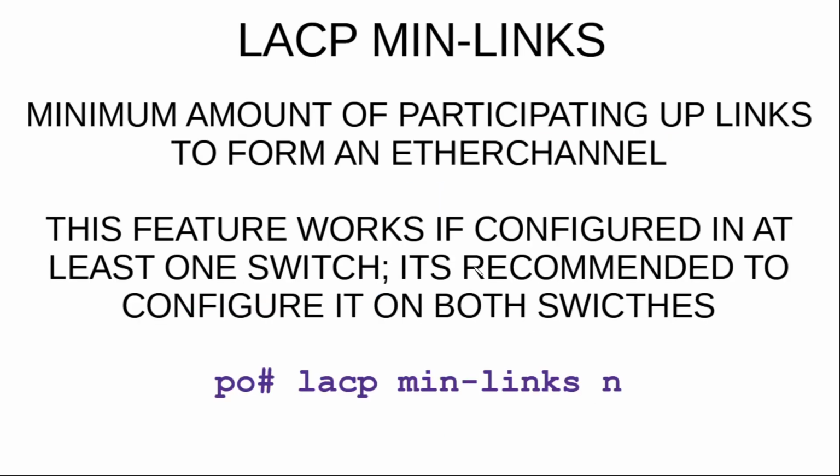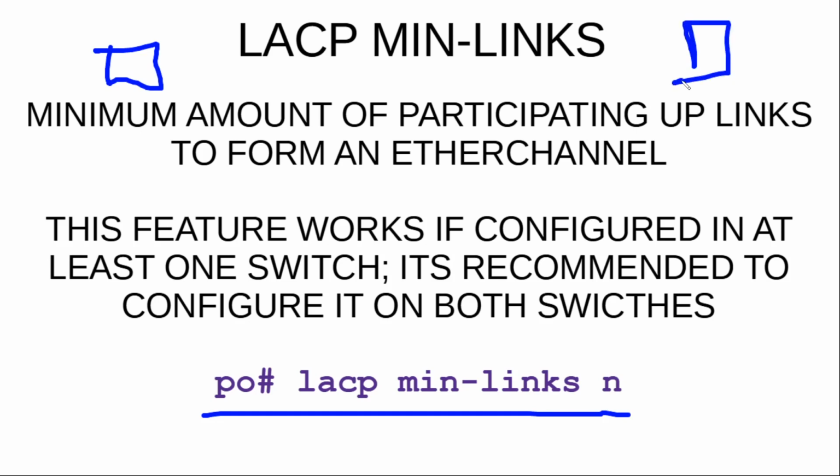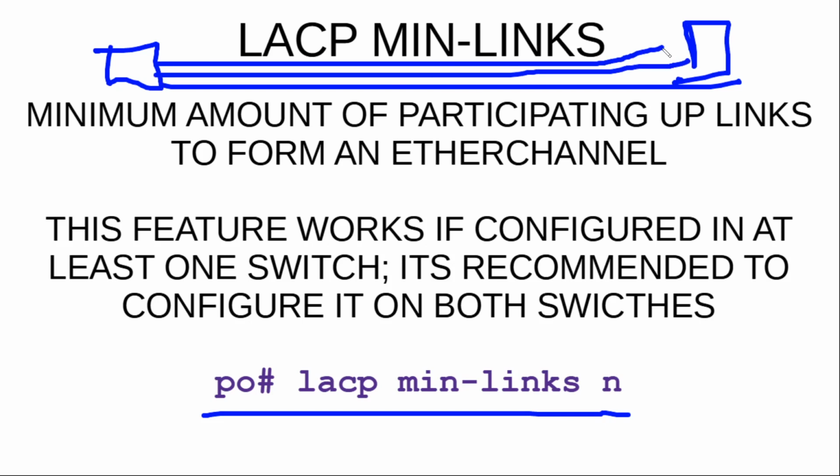And let's talk about these particular LACP features. PAgP doesn't have this. LACP min-links will define the minimum amount of participating uplinks to form an EtherChannel. This feature works if configured in at least one switch, but it is recommended to configure this at both switches. This is the command. For instance, if you have switch A here and switch B here, and you had 3 links, and you set min-links equal to 2, you will need at least 2 links to be in up state in order for the port channel to remain up.